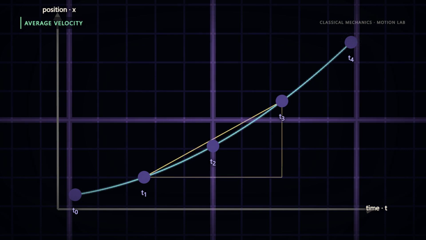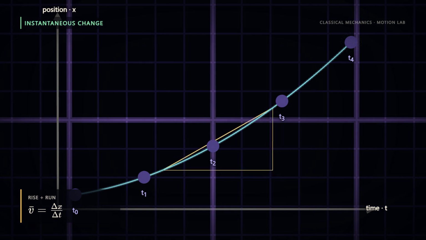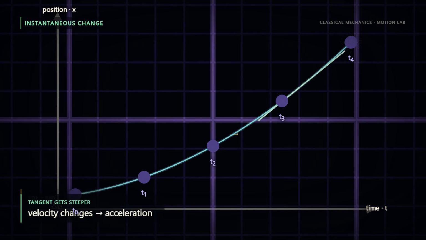Choose 2 observations. The rise is the change in position, and the run is the change in time. Their ratio, delta x over delta t, is the average velocity during that interval. Bring the 2 observations closer together. The secant line settles into the tangent at one instant, whose slope gives instantaneous velocity. Here the graph becomes progressively steeper. The velocity is changing with time. That change of velocity is acceleration.